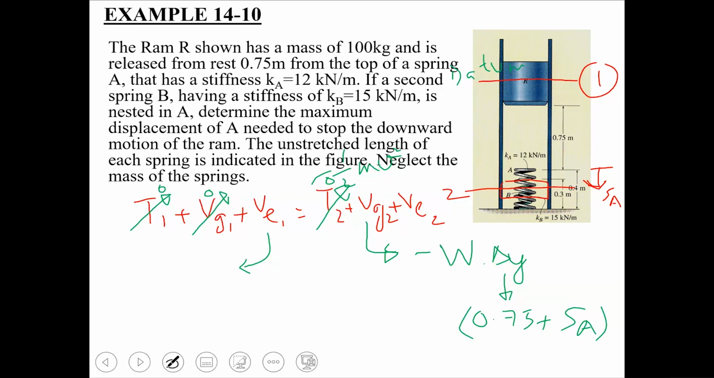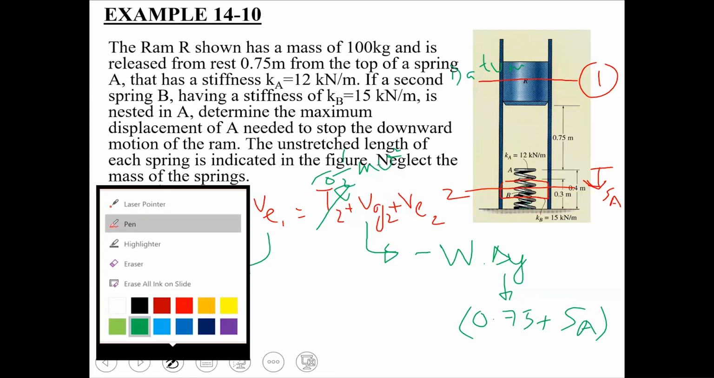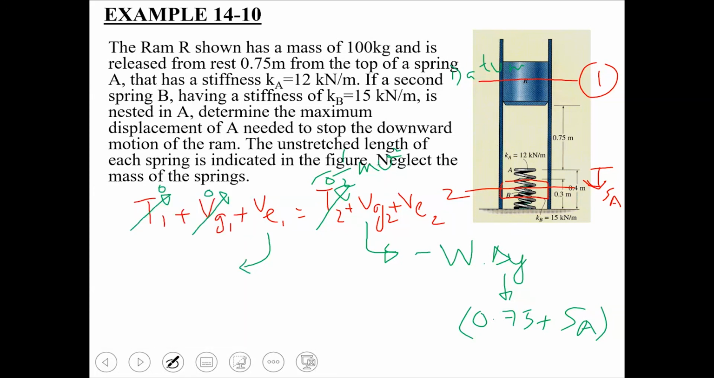So when the RAM is above position 1, both springs are unstretched, isn't it? Yes, sir. So what should be the elastic potential energy at position 1? 0. 0, because at position 1, once the RAM is above 0.75 meters, since both the springs are unstretched, the elastic potential energy due to both the springs at position 1 is going to be equal to 0. Is this point clear to all the other students? Why are we taking V1 as 0? Any other student? Clear, sir. Clear? Okay.